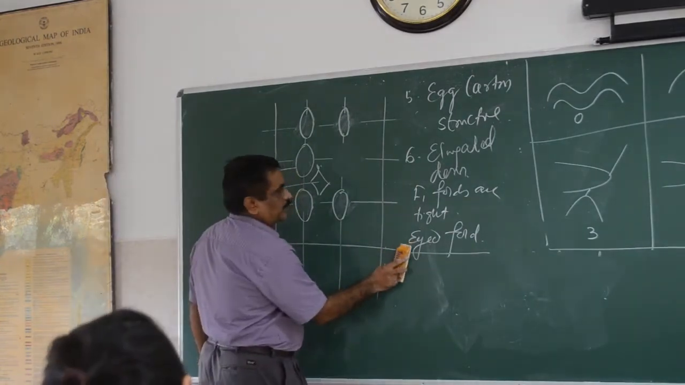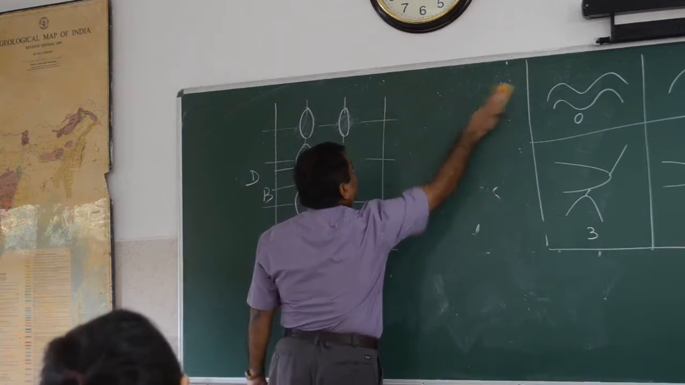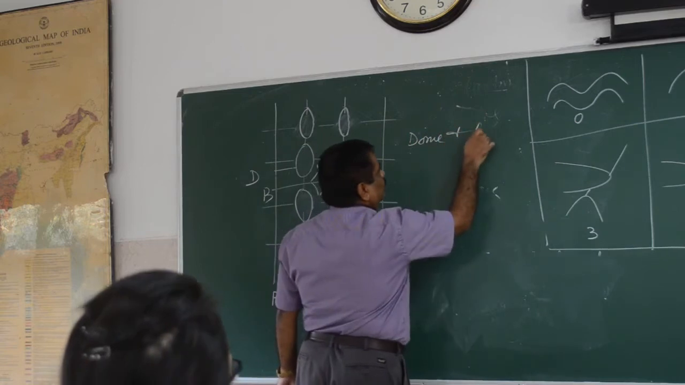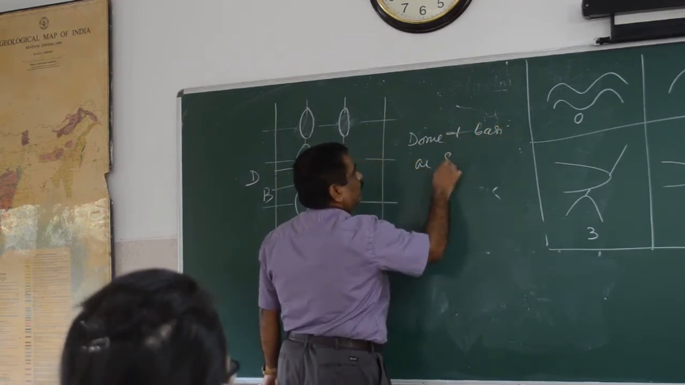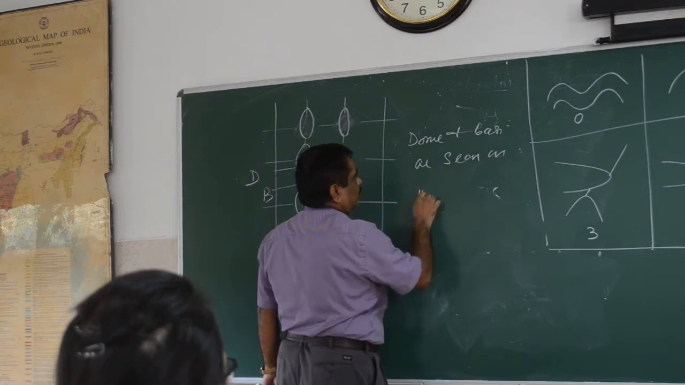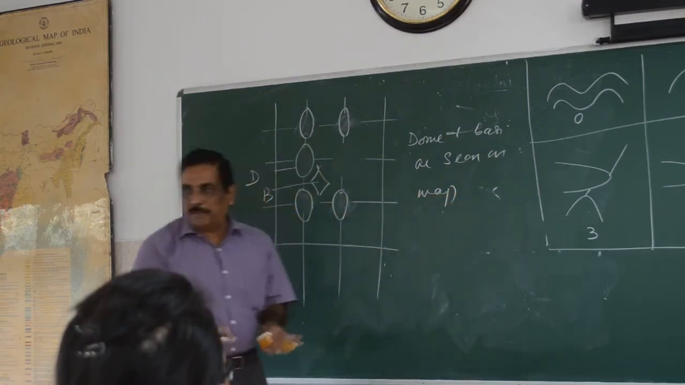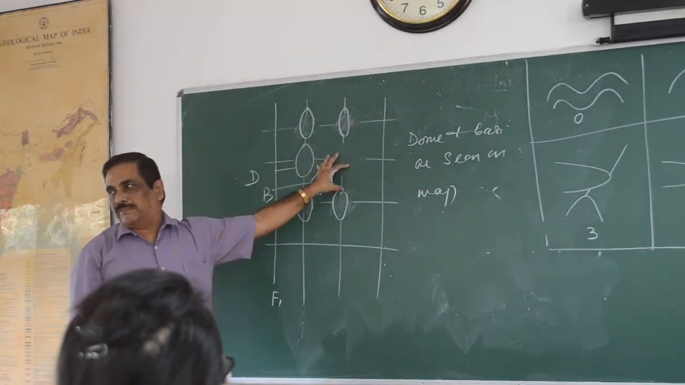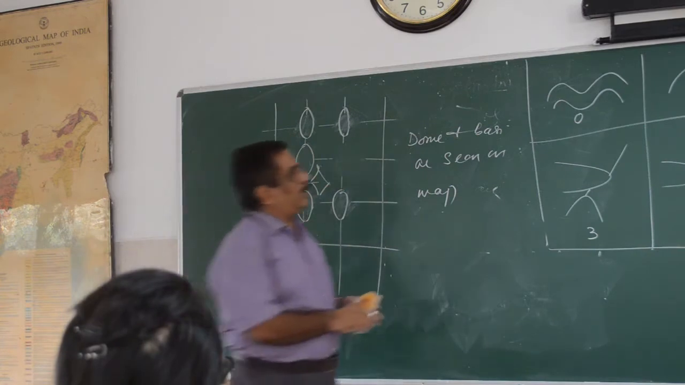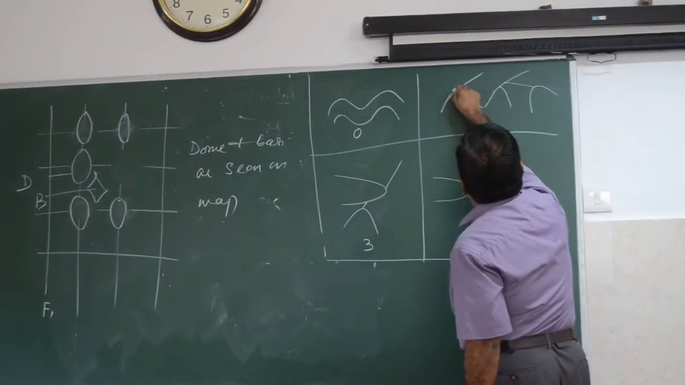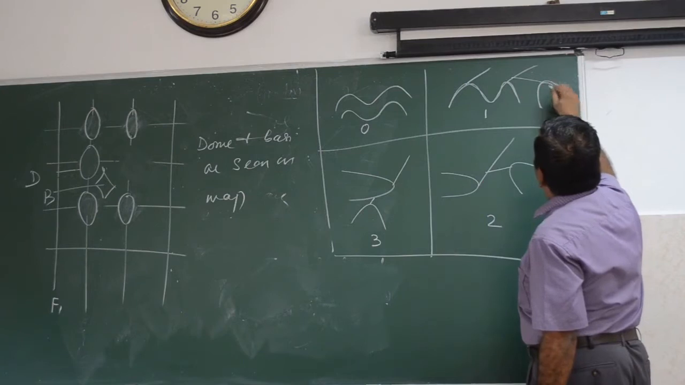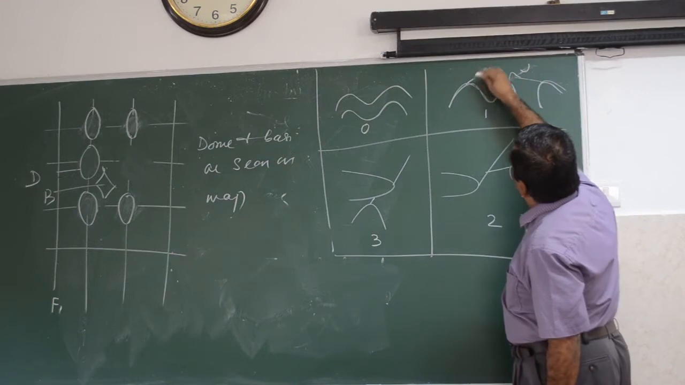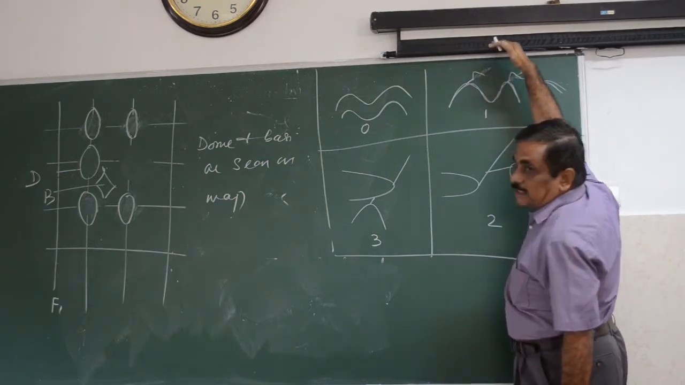Now sometimes you may get a question like this: where are the domes and basins seen? The domes and basins are seen on a map. Map means the horizontal view from the top. So this is the map view of type 1 interference pattern. You see, this is the F1 fold, this is the F2 fold. So you will get a dome here, a dome here, then there will be a basin, a dome. So you will see the domes and basins from the top.